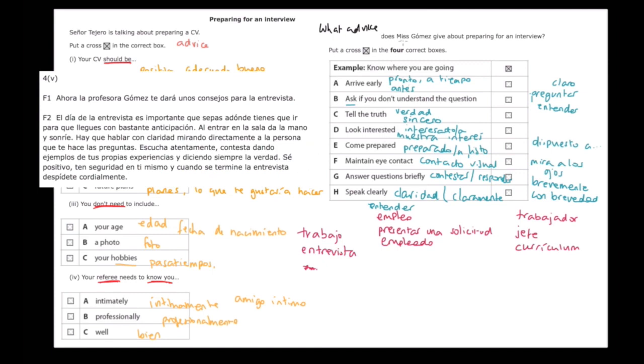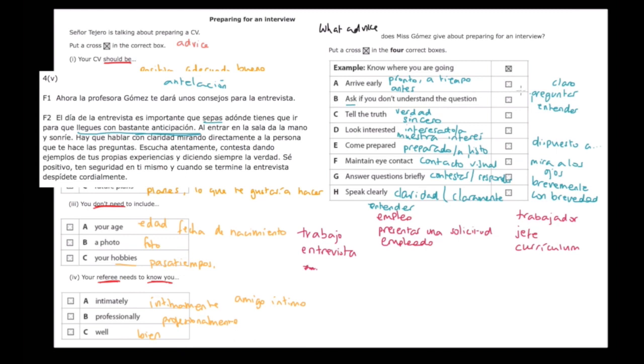question, and this is the one where Miss Gomez is talking. So, what does she say? She says, el día de la entrevista, the day of the interview, es importante que sepas, okay? It's important that you know a dónde tienes que ir. Notice, sepas, this is subjunctive. A dónde tienes que ir para que llegues con bastante anticipación. Anticipación o antelación are expressions to use that mean in advance, okay? Con anticipación o con antelación.